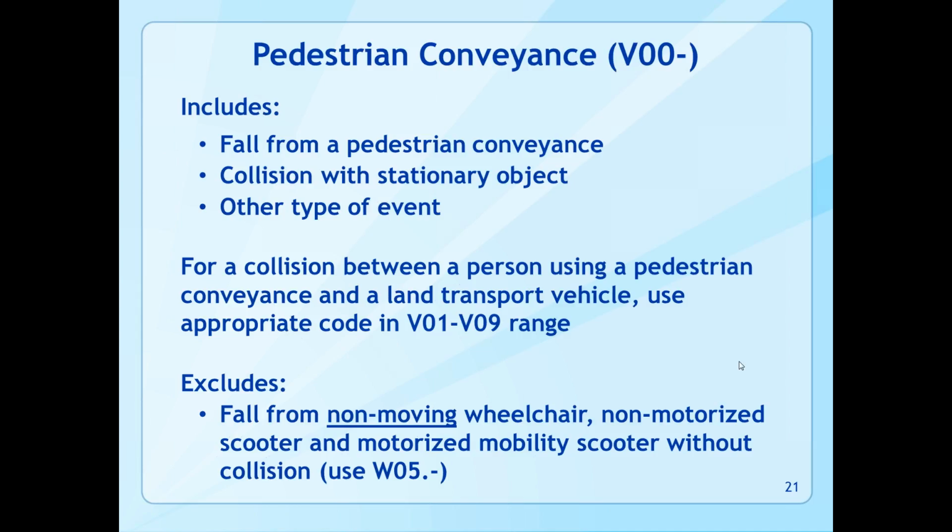So, for example, for an event involving a skier who falls while skiing, the code to use would be V00.321, fall from snow skis. If the skier hits a tree, the code to use would be V00.322, a snow skier colliding with a stationary object.